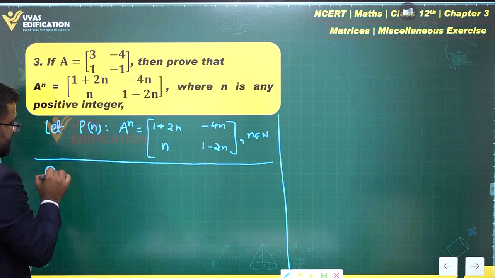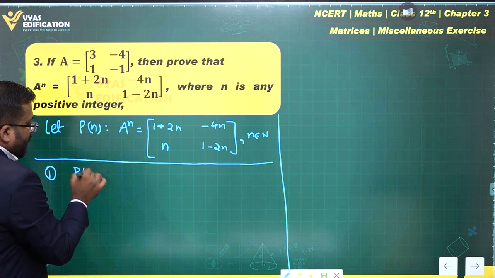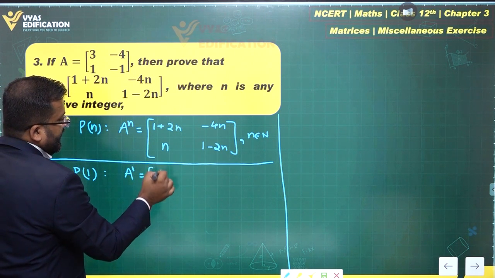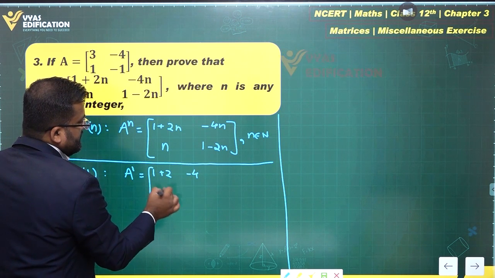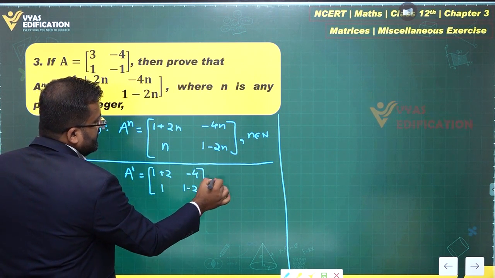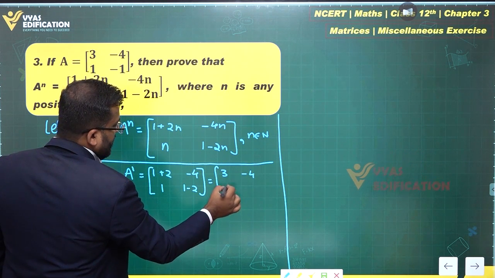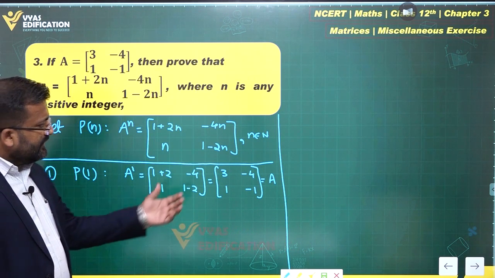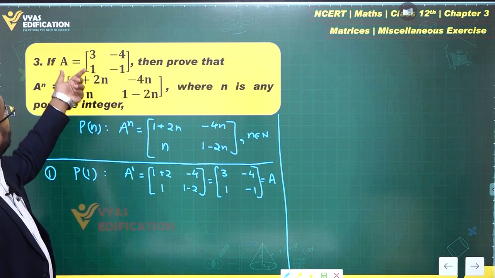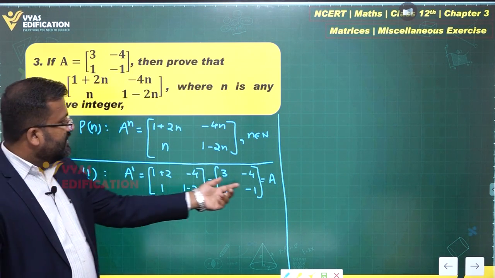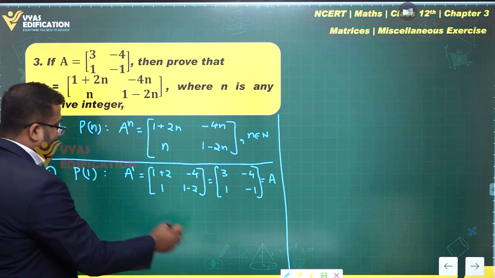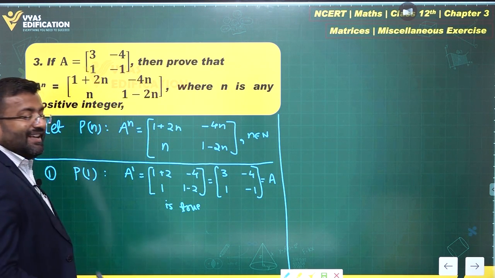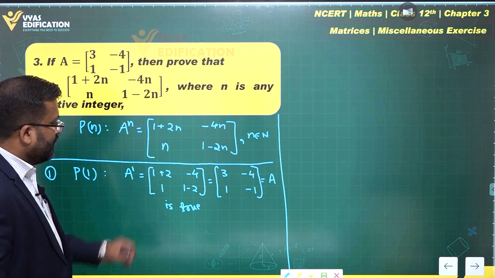What's the first step? The first step says that P1 must be true. What does P1 say? A to the power 1 is equal to the matrix [1 plus 2, 1; minus 4, 1 minus 2]. What is this equal to? This is [3, 1; minus 4, minus 1]. Can you observe that this is equal to A? A equals [3, 1; minus 4, minus 1]. And this implies P1 is true. Step 1 is to check whether P1 is true or not. P1 has been found to be true.